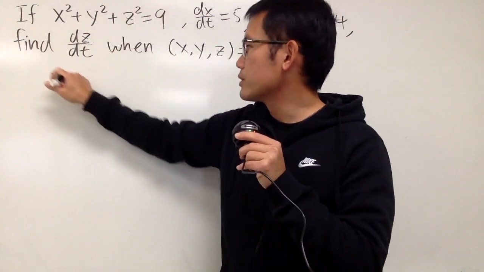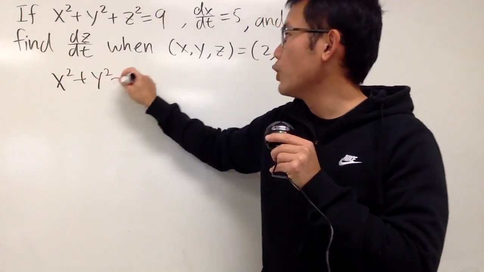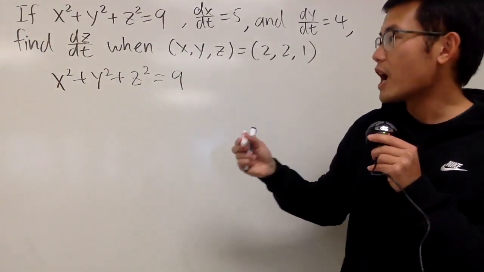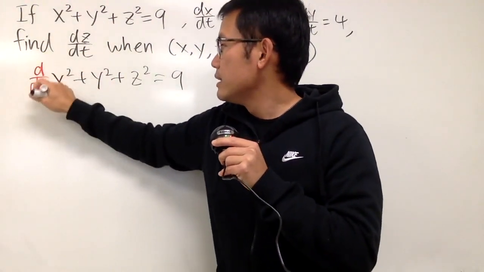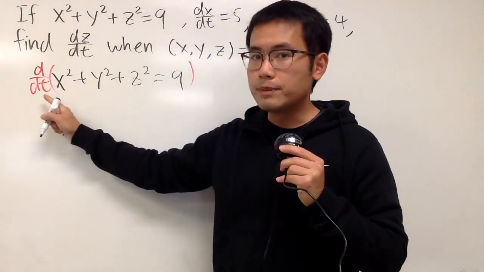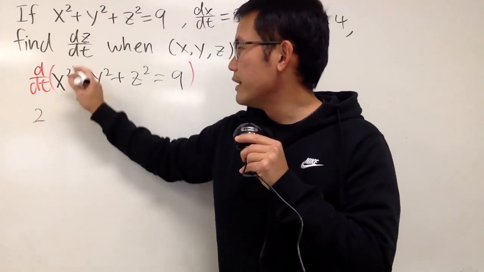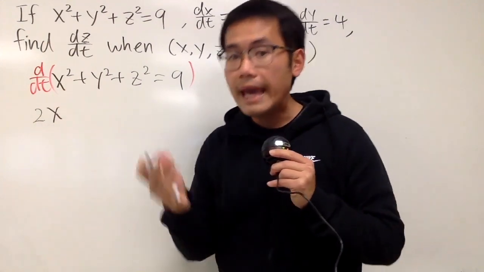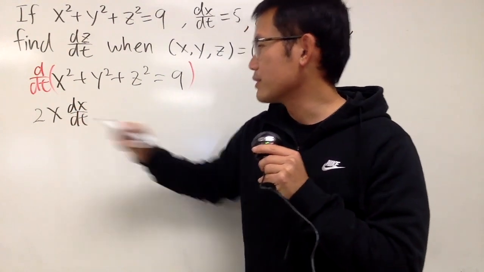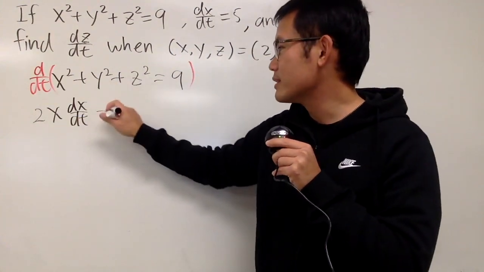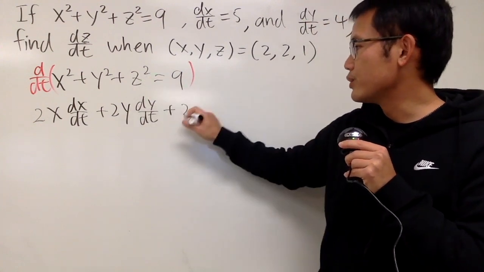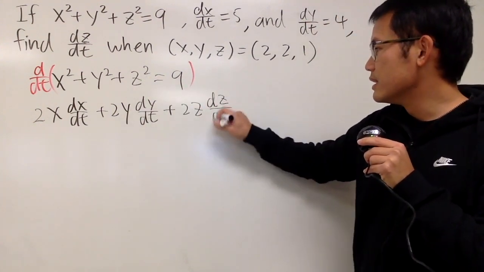So here we go. We are just going to write this down again. We will differentiate this with respect to time because, again, they are all functions of time. So the dt throughout this right here. And remember, when we differentiate this with respect to time, you bring the 2 to the front, and then x to the first power, and we multiply by dx/dt. So that's how we squeeze out the dx/dt, and then we continue. The next one is plus 2y dy/dt, and then this one is 2z dz/dt.